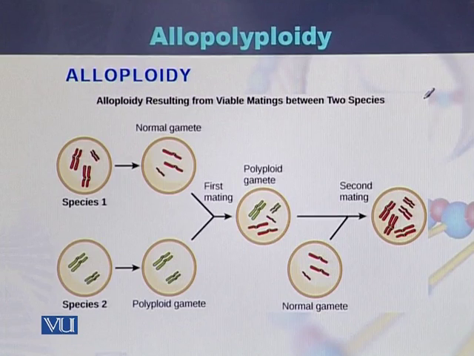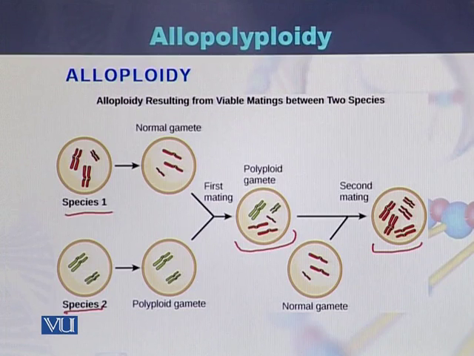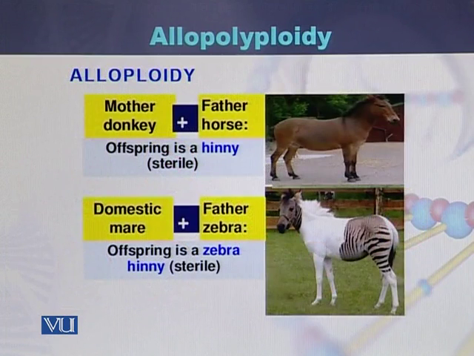In the case of allopolyploidy, this is species 1 and this is species 2. As a result of the first mating between these two species, polyploid gametes are produced. Once polyploid gametes are produced, then with the help of normal gametes, allopolyploid individuals or allodiploid individuals, or animals, can be produced. These are the examples of allopolyploidy.